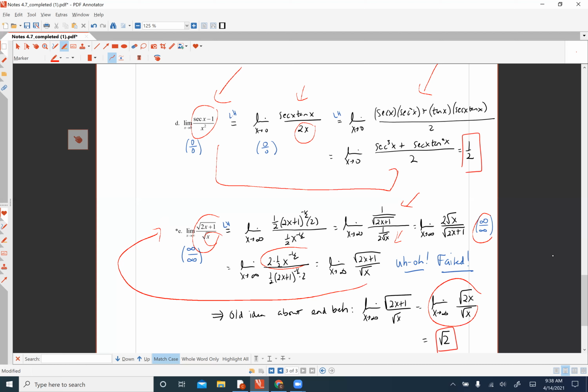So L'Hopital's rule most of the time is great, but occasionally maybe it's not always great. What I'm saying is just be careful. It doesn't always produce the answer that we're looking for. And that's it.